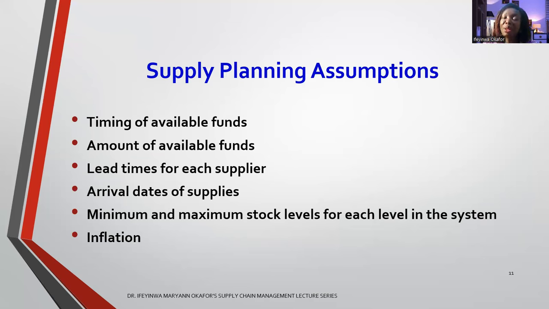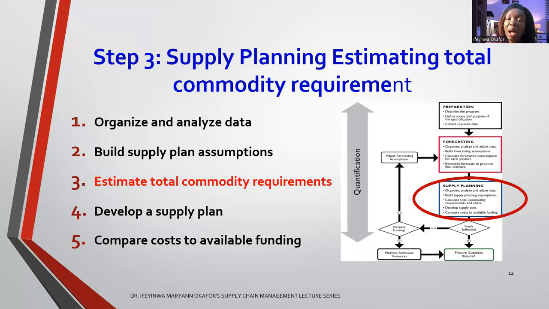Minimum and maximum stock level for each level in the system. And also the inflation rates, very, very important. You don't want something where, by the time you finish your forecasting and supply planning and you're ready to do your ordering, the prices of goods have changed. So you need to build this into your assumption so that you have a smooth process.